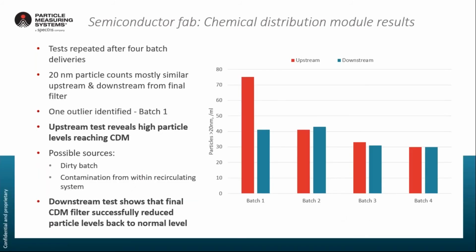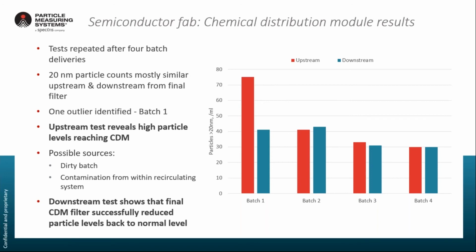And this testing was repeated after the delivery of 4 batches. So the upstream particle counts at 20 nanometers are shown by the red bars, and the downstream particle counts are shown by the blue bars. And we found that overall the measurements were very close together, with the exception of batch 1, where we saw much higher particle counts in the incoming chemical that is arriving at the CDM.